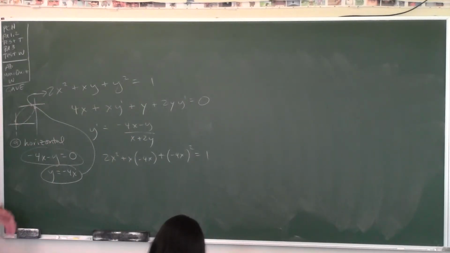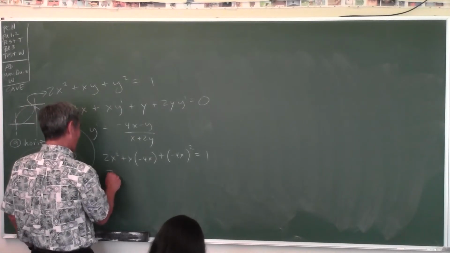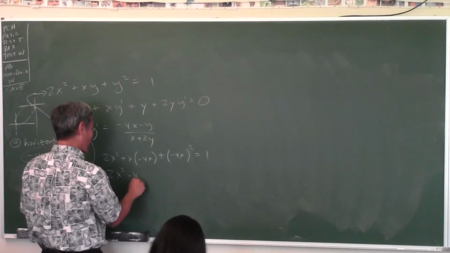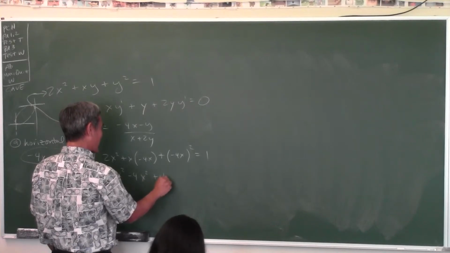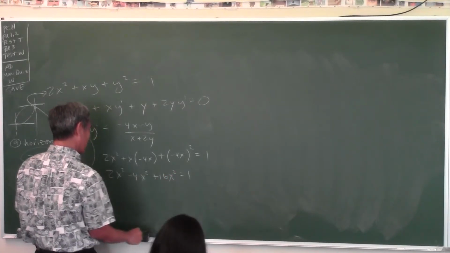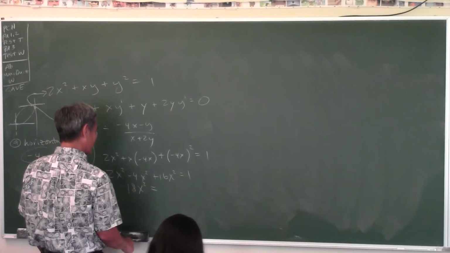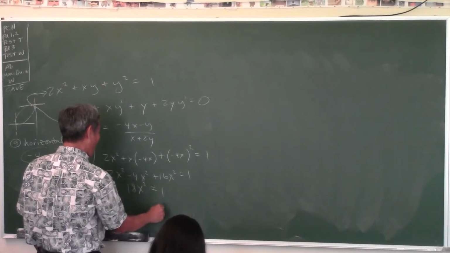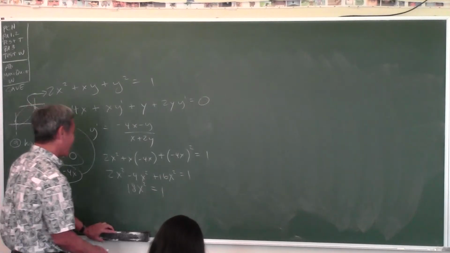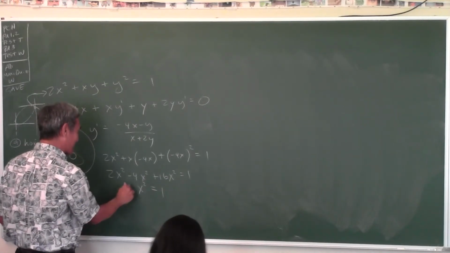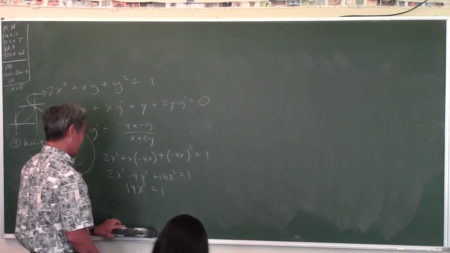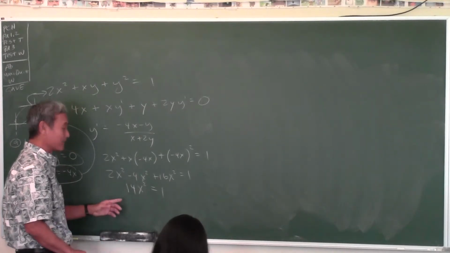There you go. Now you have an equation with just one variable. It's easy now. So what do you got here? 2x squared minus 4x squared plus 16x squared is equal to 1. So what is that going to be? 18x squared is equal to 1. That's not 18. How come you guys are nodding? It's 14, isn't it? Yes. Negative 2 plus 16 is 14.